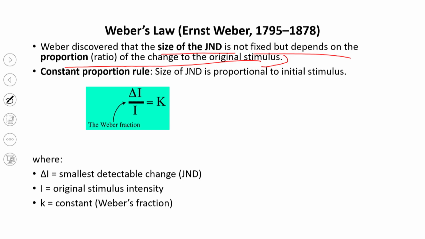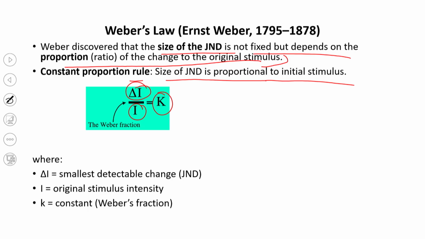So, there is a constant proportion that depends on the original intensity of the stimuli. Weber's law says the size of the just noticeable difference or difference threshold is proportional to the initial stimulus. So, if the initial stimulus is very high, the further intensity that needs to be changed will also become higher. So, it is proportional to the original stimulus. This is called the Weber fraction. So, this is the difference threshold or just noticeable difference, this is the original stimulus, and this is the proportion, a fraction that comes out. So, this is the formula.